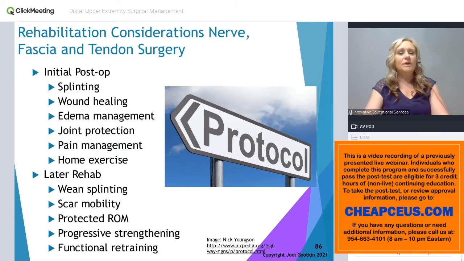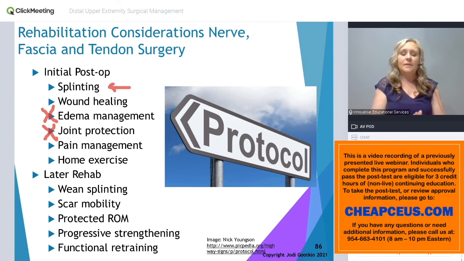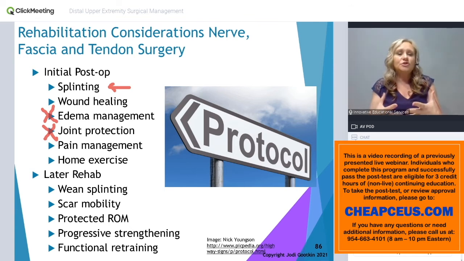As we look at rehabilitation considerations for our patients following nerve, fascia, and tendon surgery, we're looking at managing that edema as well as joint protection during the recovery phase. We're going to follow that physician protocol. Splinting is likely to be utilized in those early 2 to 3 days along with a bulky dressing, and then weaned off to some other type of protective splinting based on the specific tissues that were involved.